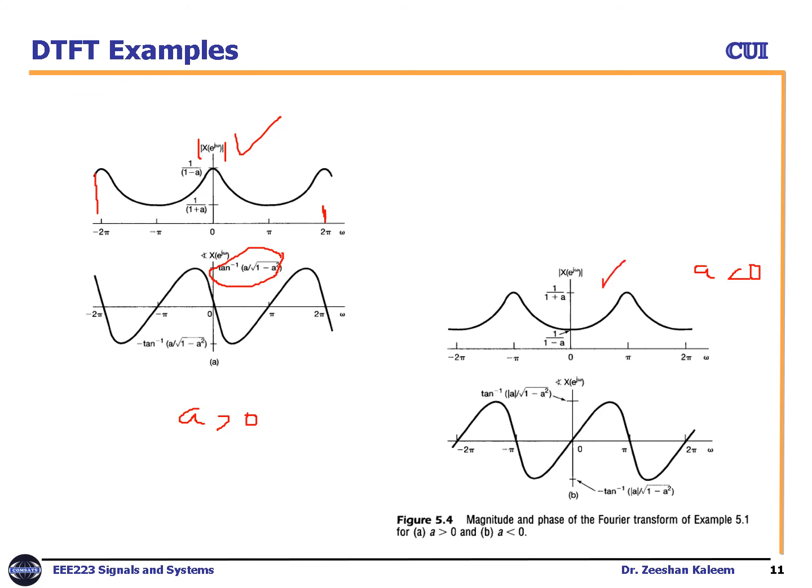Similarly, there is a magnitude plot and a phase plot for the condition when a is less than 0. You can plot by trial and error or using MATLAB. You can plot these curves exactly over the range.